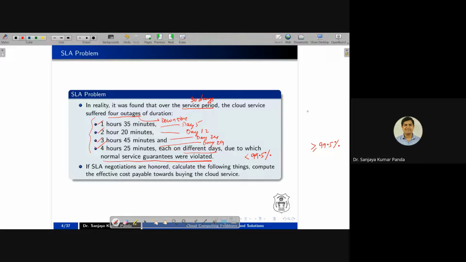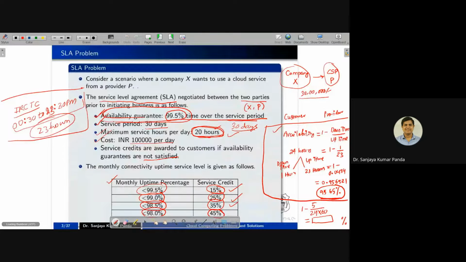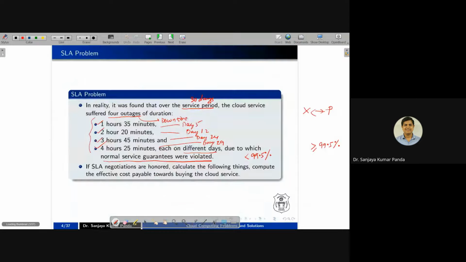So it is asking the question: if we go for SLA negotiation between company X and provider P, based on this service credit table, this is the negotiation table, right? Less than 99.5%, what is the value? Less than 99%, less than 98.5%, less than 98%, right? If SLA negotiation happened, we need to calculate the effective cost payable towards buying the cloud service.